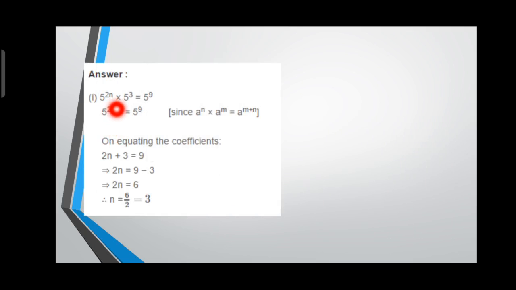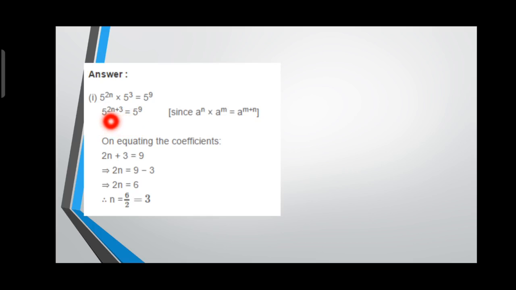5 raised to the power of 2n into 5 raised to the power of 3 is equal to 5 raised to the power of 9. As you are seeing, this 5 and this 5, all the bases are the same. So the powers can be added. So 2n plus 3. So 5 raised to the power of 2n plus 3 is equal to 5 to the power of 9. So the base is common.